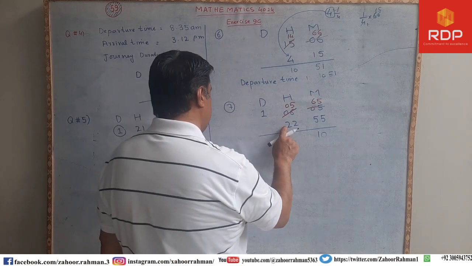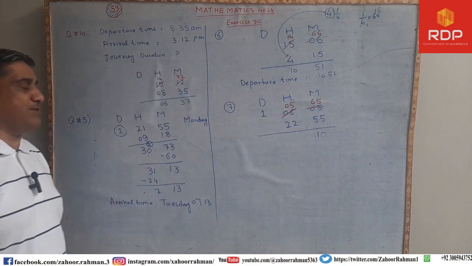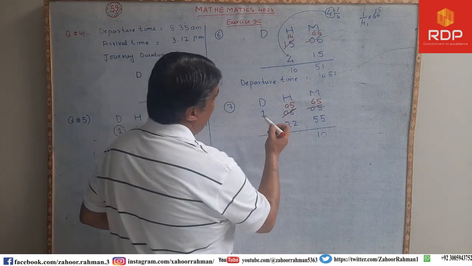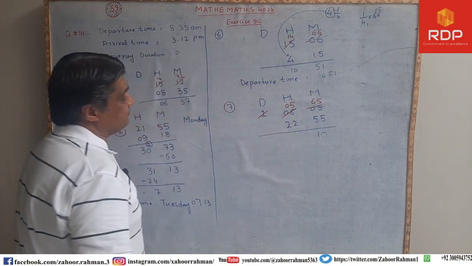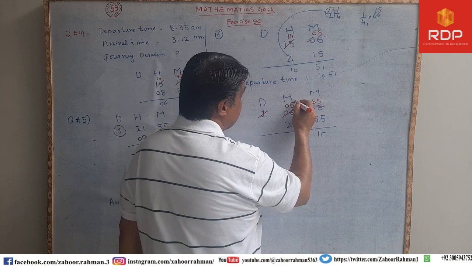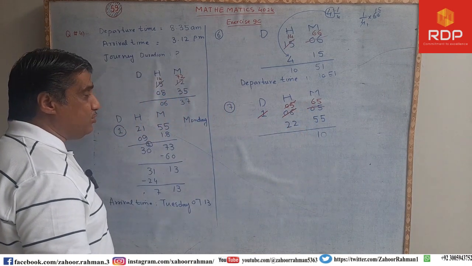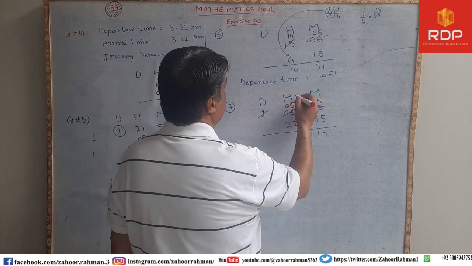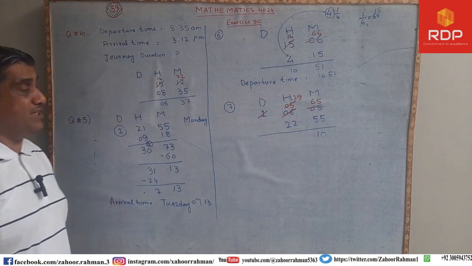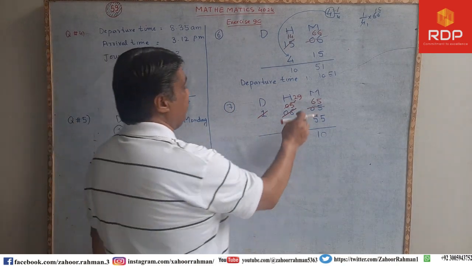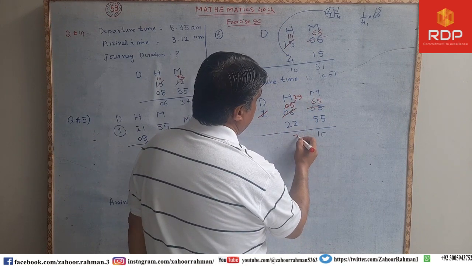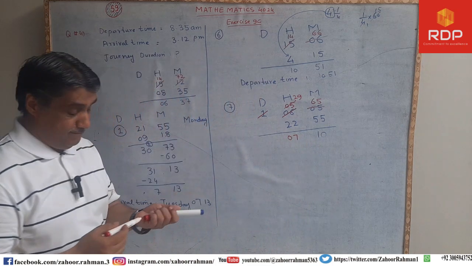Now can 22 be subtracted from 05? No, absolutely not. So what should we do? We have to get a carry, this 24. So here it will be 24. This 05 and 24 will become 29, when 5 is added to 24. From 29 we have to subtract this 22 and it will be 07.